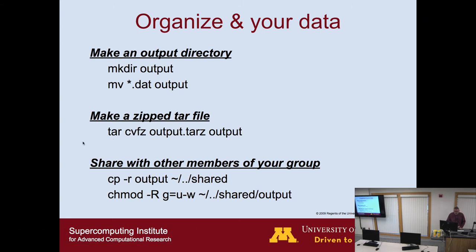One of the things you can do is move them into an output directory. You can also tar them up into a tar file. These are a couple of standard ways of managing data. Then you can copy it to your shared directory to share it with the rest of your group. If you do that, it's nice to do a recursive chmod, which changes the permissions so that it's visible to everyone in your group. This is a standard thing that lots of people will do.